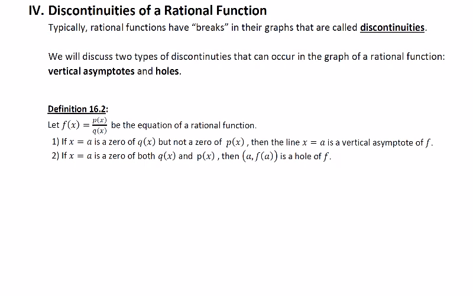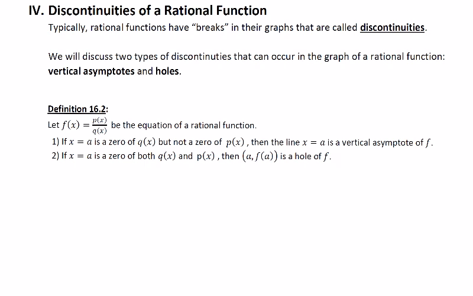And so that break in the graph caused us to have to make two different curves, but both of the curves together actually represent the entire function. But the vertical asymptote is not the only type of break that you can have in a graph. You can also have something called a hole. So we will discuss these two types of discontinuities. Definition 16.2 is going to help describe how you can tell the difference between the vertical asymptote and the hole.